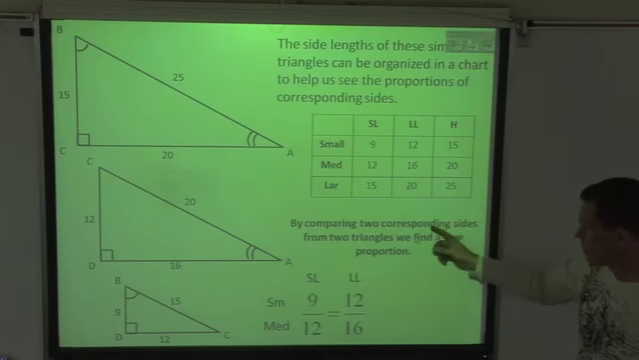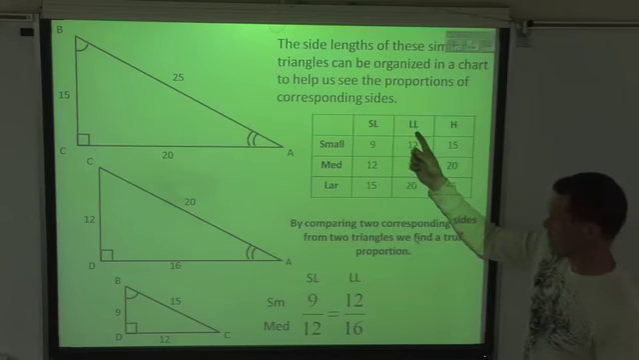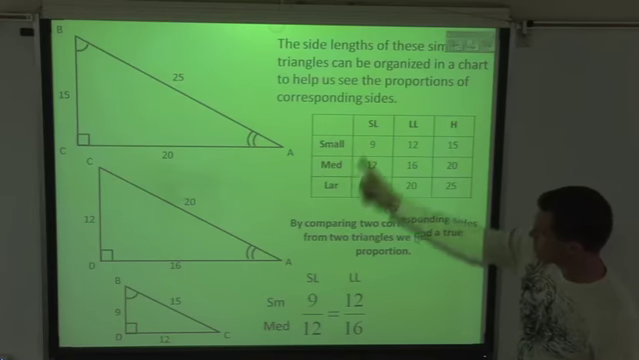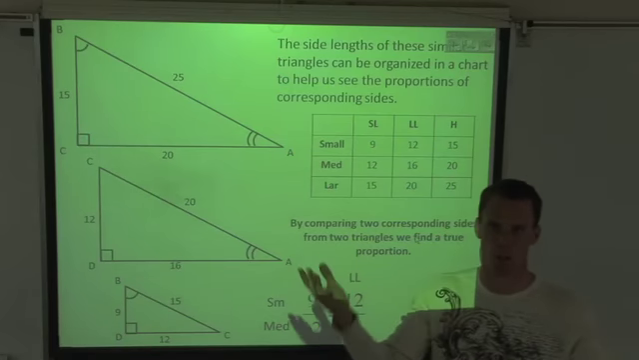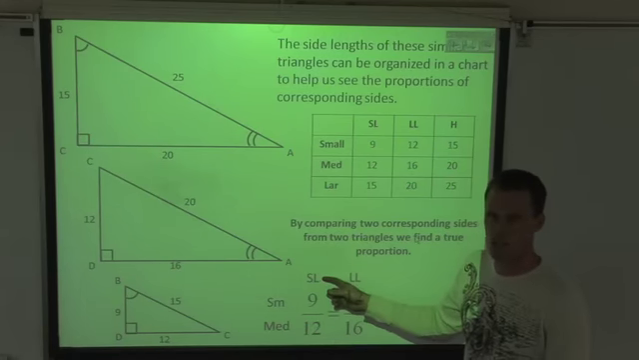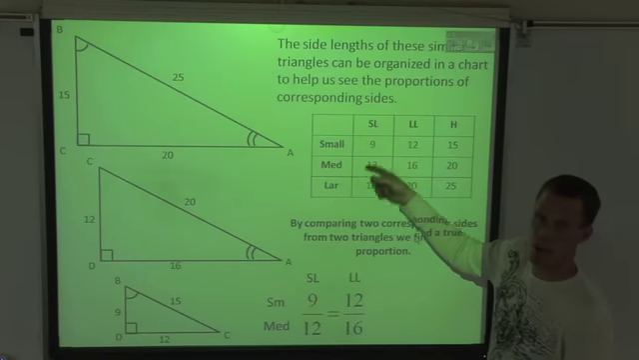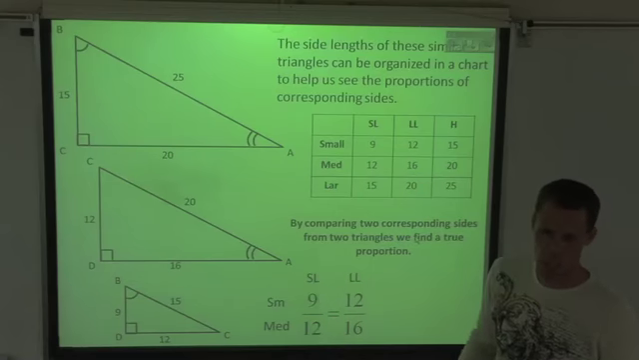Let's pick any two corresponding sides from two of the triangles and we find a proportion. I want the short legs and the long legs of the small and medium triangle. Okay? 9 over 12 equals 12 over 16. There's a proportion for us. Corresponding short leg, 9 to 12. Those are corresponding parts. 12 to 16, corresponding parts.